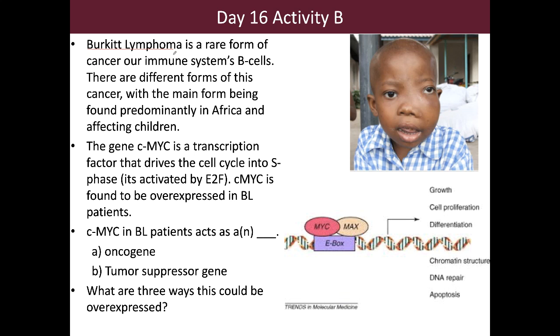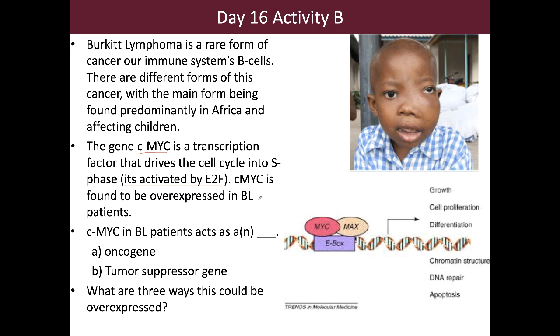There are many different forms of these lymphomas with different degrees of severity and prevalences, but one of the main forms is one that predominantly affects children in Africa. It is linked to this gene called c-Myc. c-Myc is a transcription factor that drives the cell cycle into the S phase. And just to make our story complete, it is a gene that is activated by E2F. So c-Myc is one of those targets of E2F.